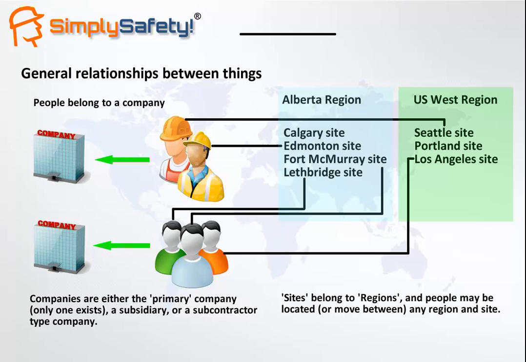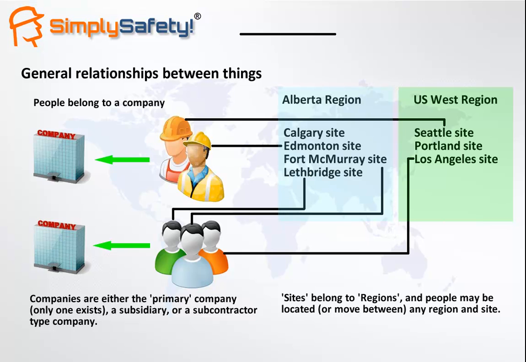Before we get started working with the program, it may help you to understand general relationships between things. In Simply Safety, people belong to a company. Simply Safety tracks different companies. Companies are either the primary company, which is probably your company, only one of those exists. It can be a subsidiary company or a subcontractor type company.